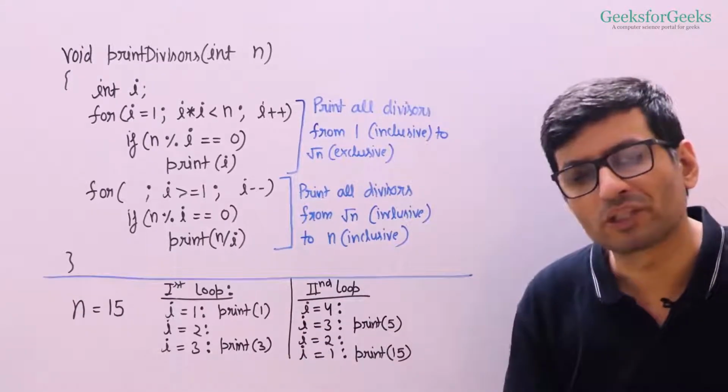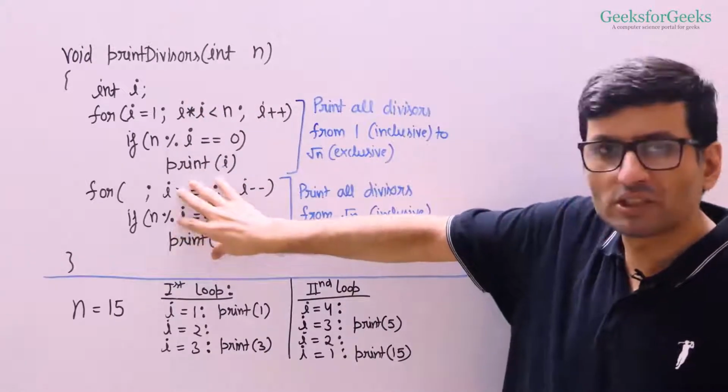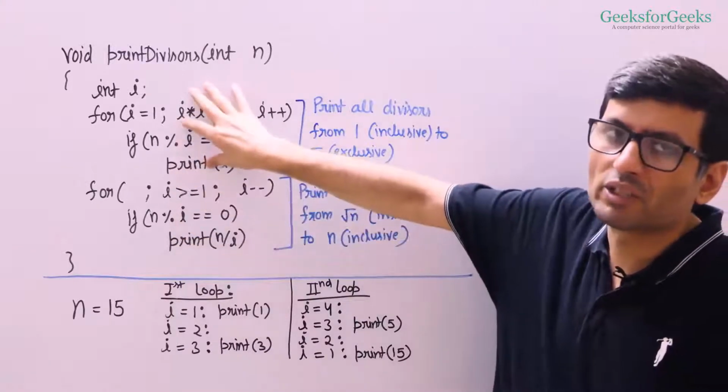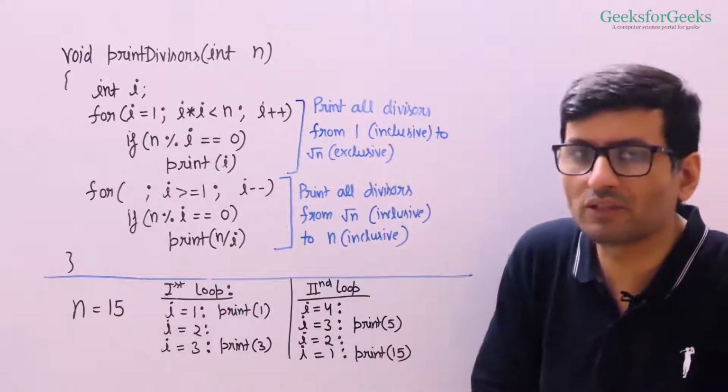Now what is the time complexity of the solution? This loop runs theta square root of n times. This loop also runs theta square root of n times. Theta square root of n plus theta square root of n is theta square root of n, and it requires theta of 1 auxiliary space.